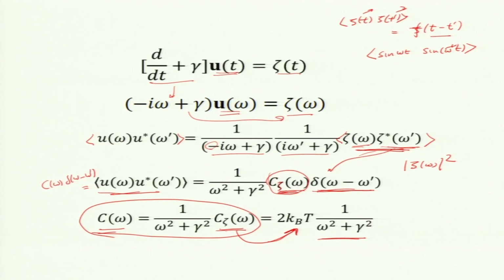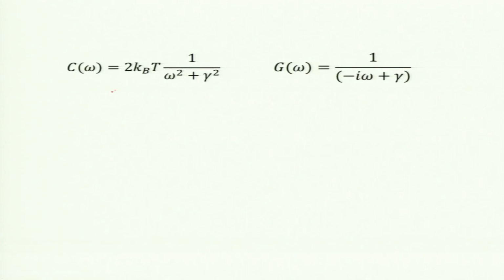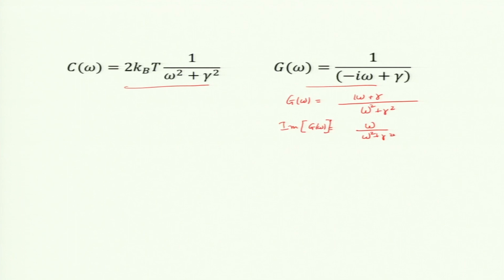Now, we have two functions, both C and G. We have this correlation function and the Green's function. Now, can we relate them? Look at the imaginary part of G omega. So, I multiply by the complex conjugate: I omega plus gamma, over omega squared plus gamma squared. I multiply by I omega plus gamma both below and above. Take the imaginary part of this, what will I get? Omega divided by omega squared plus gamma squared.